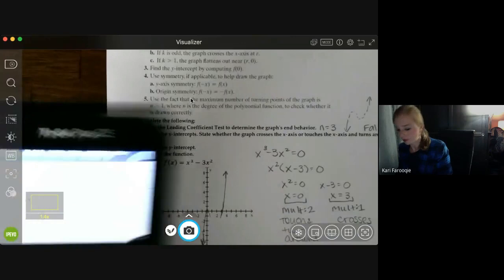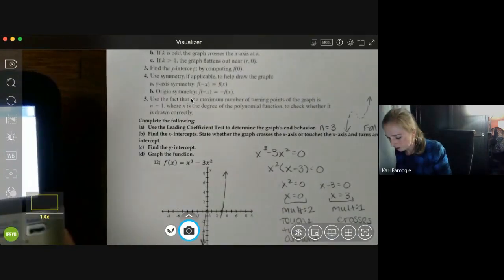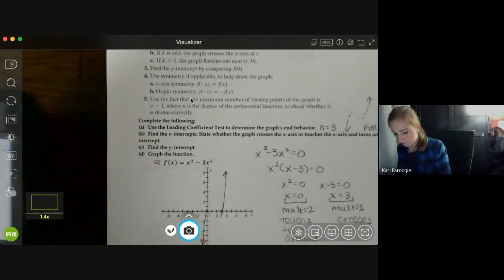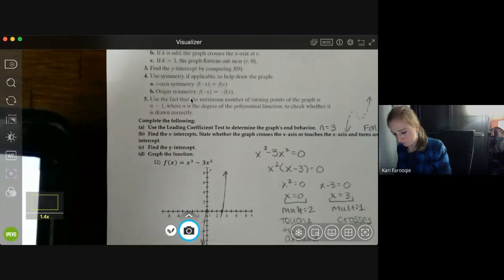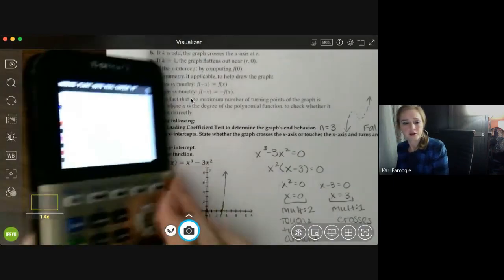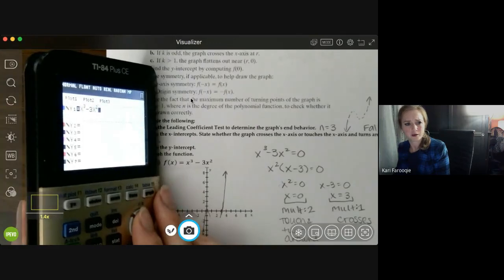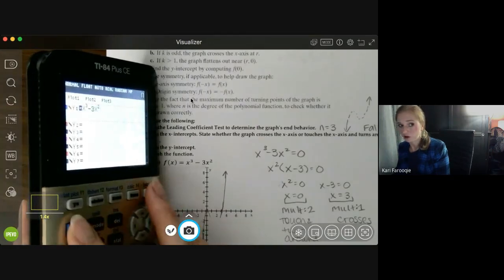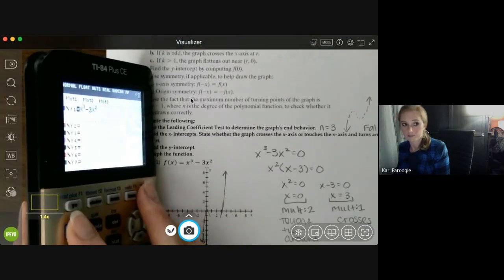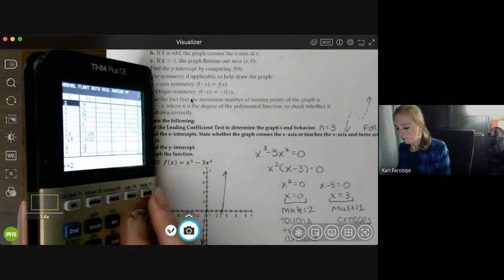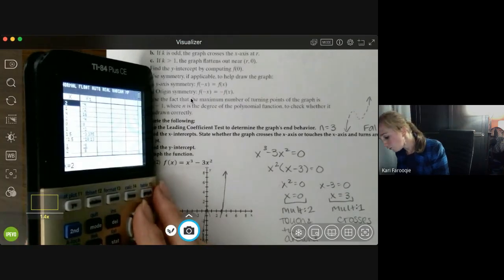Let's see. I don't even know if you can see this. x cubed minus 3x squared. And you can generate some points by looking at the table. So you're going to check your function in your calculator, but I am going to expect to see all of this work. Go to your table, and you can actually find the values there.